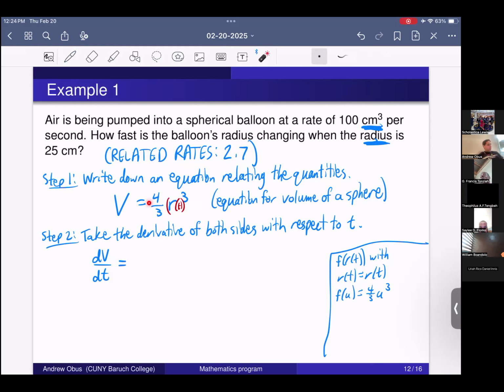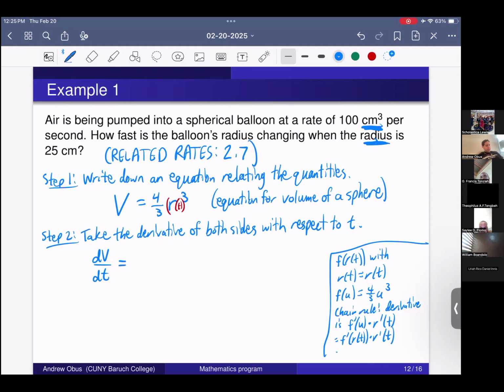And f of u being equal to 4/3 u cubed. Right? Because what is this volume function? You first take the radius and then you cube it and multiply by 4/3. So in this sense, it's a composite function. First take the radius as a function of time, and then to get volume, cube the radius and multiply by 4/3. So the chain rule says that the derivative is f prime of u times r prime of t, or in other words, f prime of r of t times r prime of t.